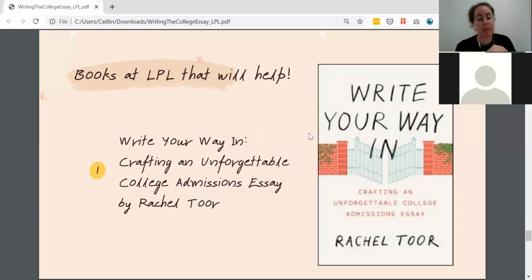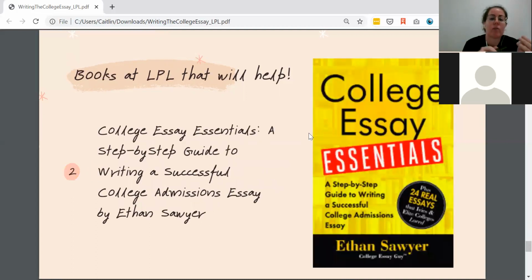We have these in the catalog, and they're available to be checked out if you have any interest in them. This one was my favorite, Write Your Way In: Crafting an Unforgettable College Admissions Essay by Rachel Toor. It's pretty quick, not long at all, and it has a lot of really great tips and examples. I find that examples are helpful to a point, and after that point it gets to be a little bit masochistic, and you just think, I'm never going to be able to write like this, but it is good for inspiration.